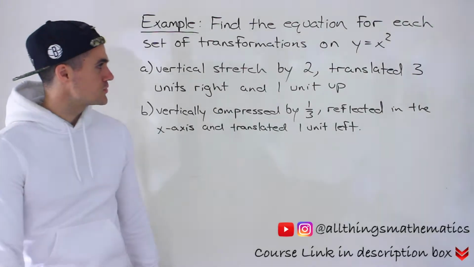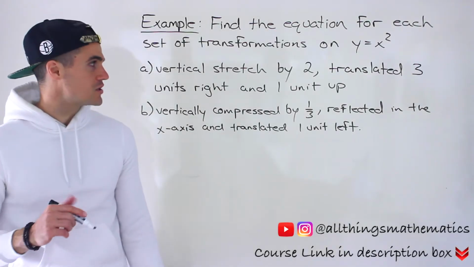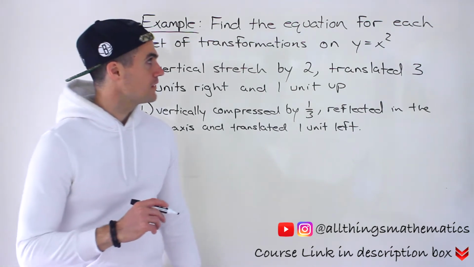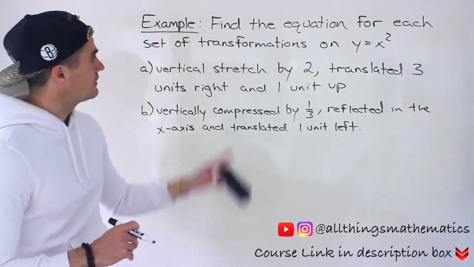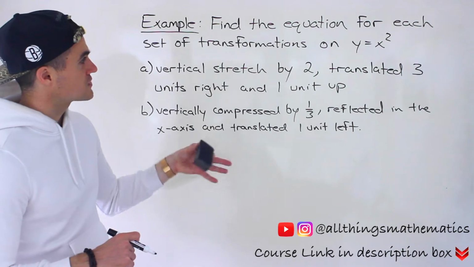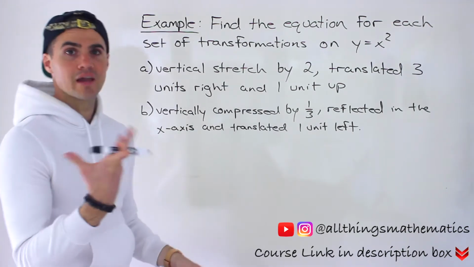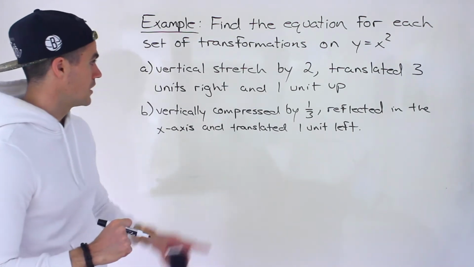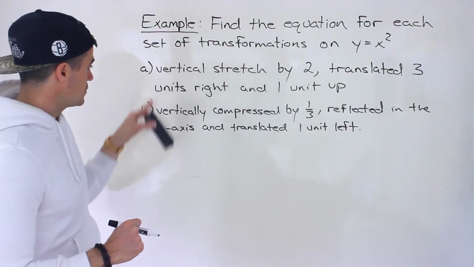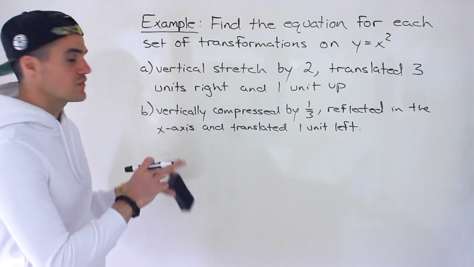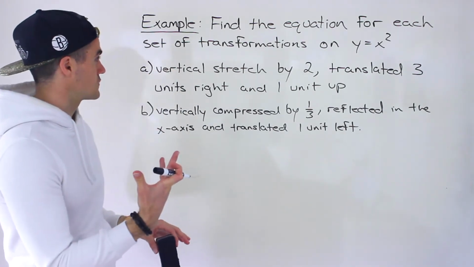Patrick here. Moving on to an example, still dealing with transformations of quadratics. So what we have to do is find the equation for each set of transformations on the base function y equals x squared. And we're given two different scenarios here. So notice we're given the descriptions of the transformations.